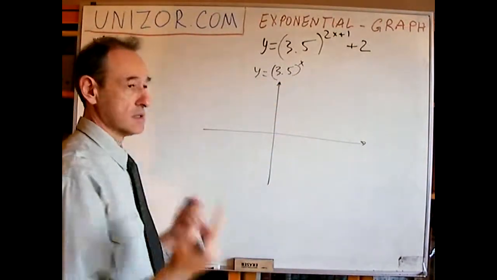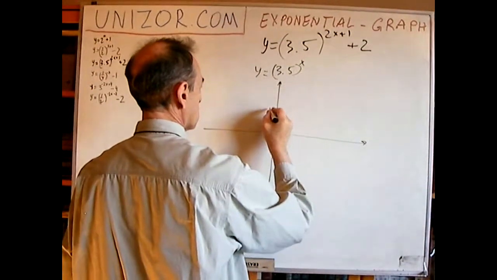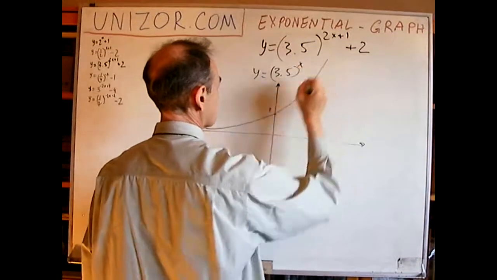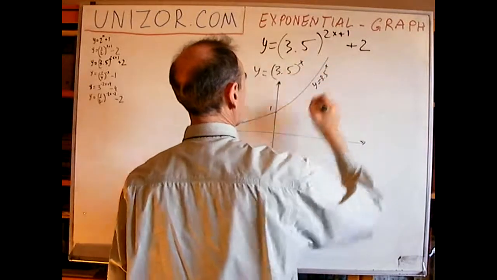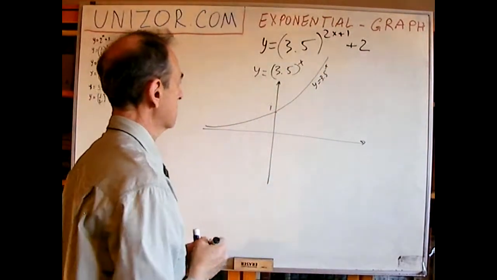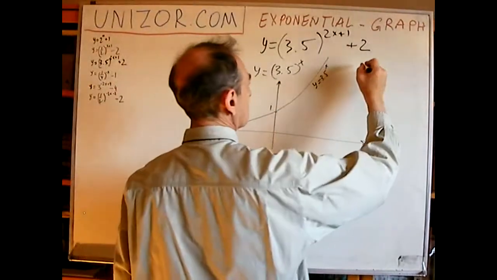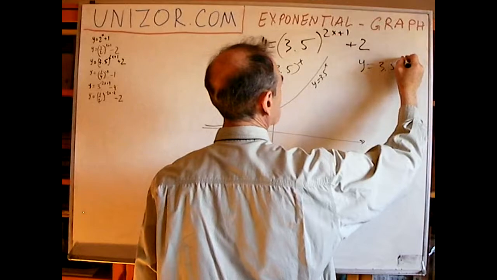Well, the base is greater than 1, which means it's increasing. So if this is the point, it goes this way. So this is 3.5 to the power of x. That's easy. Next we do 3.5 to the power of 2x.